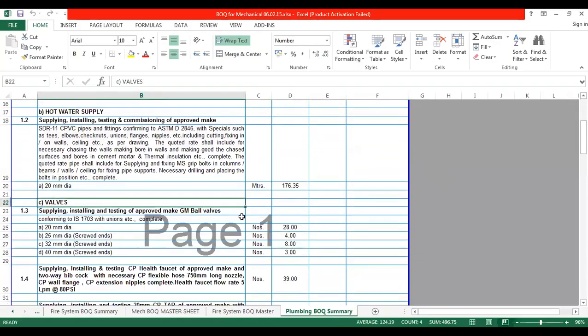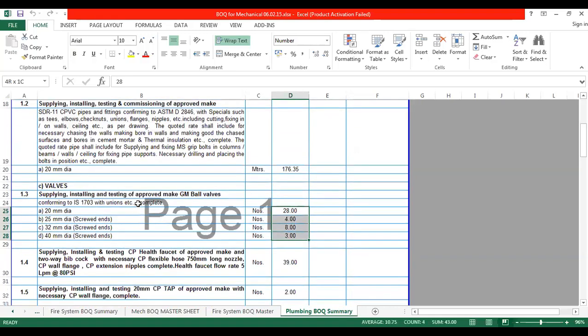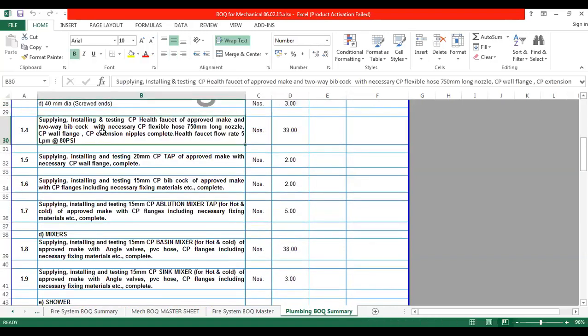So for valves also, for the AGM valve, that is standard, everything we will put in this quantity only. This specification only we will give. For the supply, installation and testing, we have CP health faucet items.